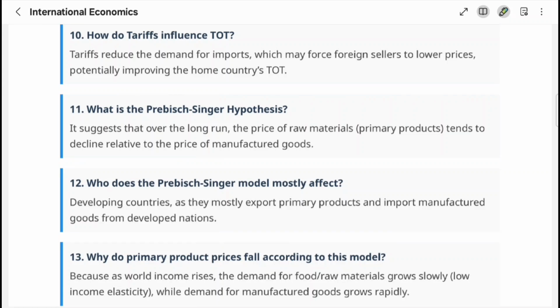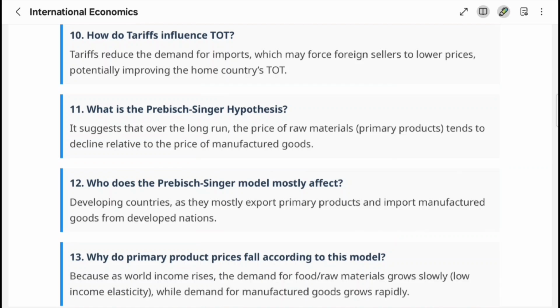Question 11. What is the Prebisch-Singer hypothesis? It suggests that over the long run, the price of raw materials tends to decline relative to the price of manufactured goods. Question 12. Who does the Prebisch-Singer model mostly affect? Developing countries, as they mostly export primary products and import manufactured goods from developed nations.